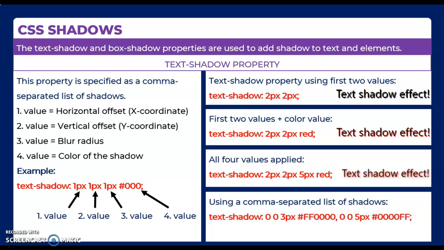The following example shows a red and blue neon glow shadow by using a comma-separated list of shadows to add more than one shadow to the text. There are many other examples of using the text-shadow property. For example, we can change the color of the text itself and add a text-shadow property.